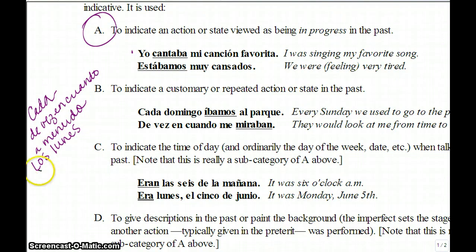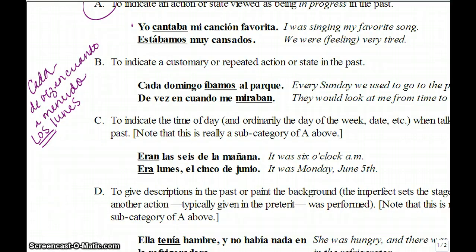Remember los lunes? Anytime you wanted to say on whatever days, you're going to use the article el or los. Also, when you're talking about time of day, day of the week, date, anything like that, that is always, always, always imperfect. So anything, day, date, time, weather, those are all going to be imperfect without a doubt. That's never going to change.